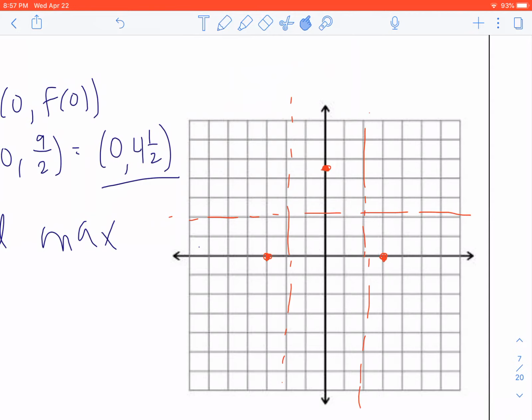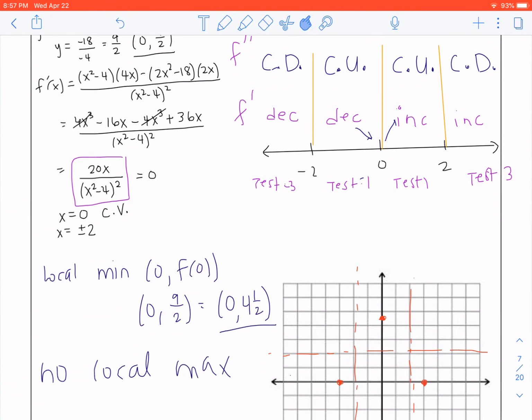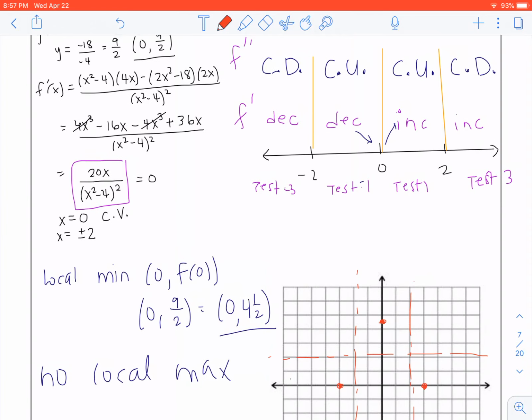So from here, I'm going to go back up and look at our sign chart that we had, and let's look at how the graph would look for each of these intervals. The first interval is decreasing and concave down, so something along these lines. And then we have a decreasing function and concave up, an increasing function and concave up, and an increasing and concave down.